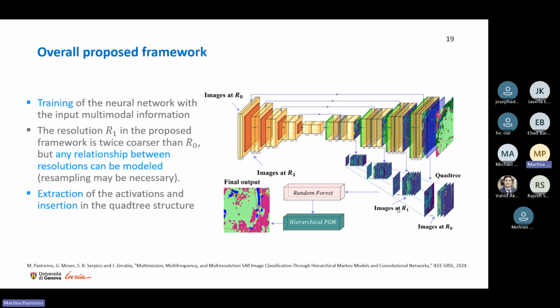So the idea of the method is the same that I presented before. We have a fully convolutional network. In this case, it's a UNet. We train it with input multimodal information. Since we have data at multi-resolution, we insert them in the neural network at the right resolution. So we insert the finest at the first input layer, and then the resolution R1, which in this case is twice coarser, is inserted after a pooling layer. And then we extract this activation and we create our hierarchical PGM.